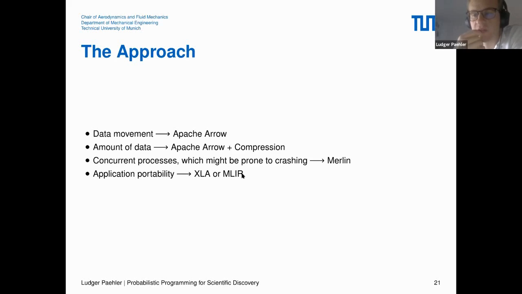MLIR is also from Google, but it's mostly in terms of LLVM, which is one of the main compiler systems. It's an intermediate representation of intermediate representations. It's kind of like a superclass.